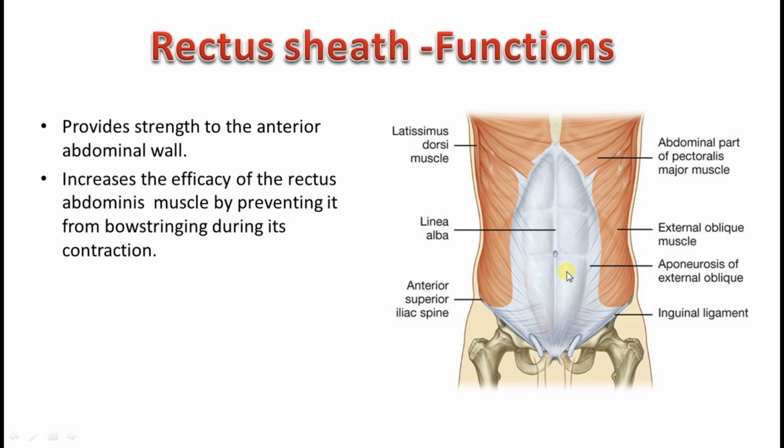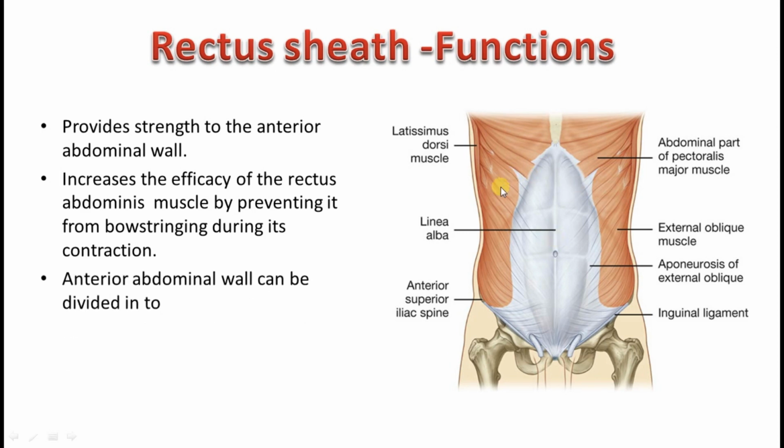And not only that, when the anterior abdominal wall is going to bulge or distend, when the stomach is full, or in case of pregnancy with the uterus in women, when the uterus is going to abnormally expand, the rectus abdominis muscle should not go wide apart or split. So that is again prevented by this rectus sheath.